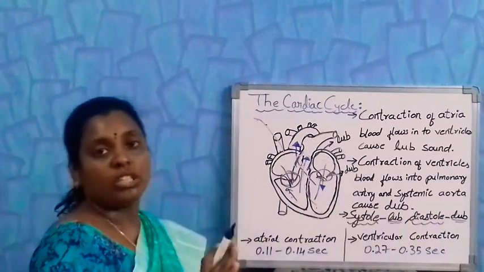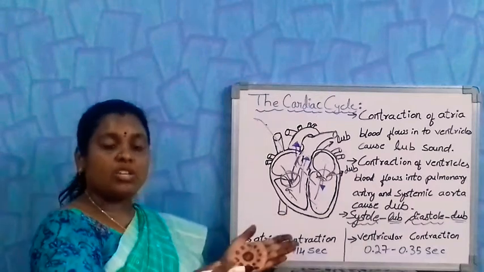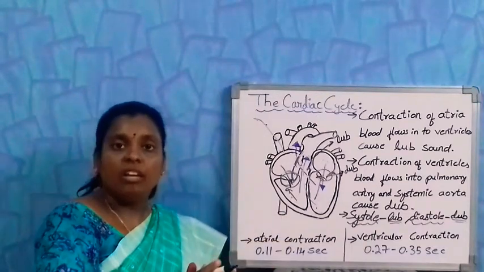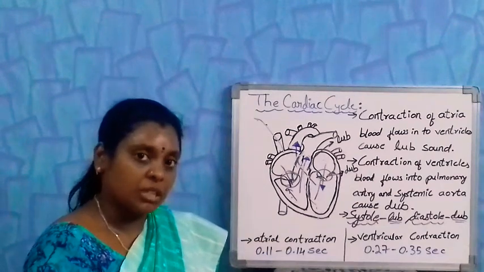Here, both systole and diastole. Based on the systole and diastole only, we are going to check the BP of a person. That is nothing but blood pressure.